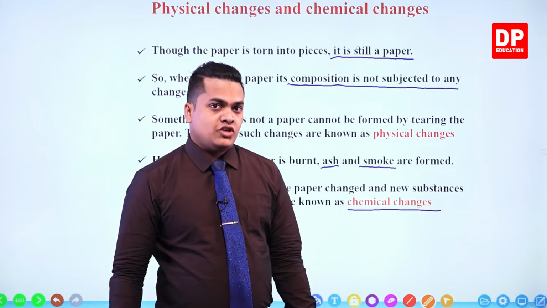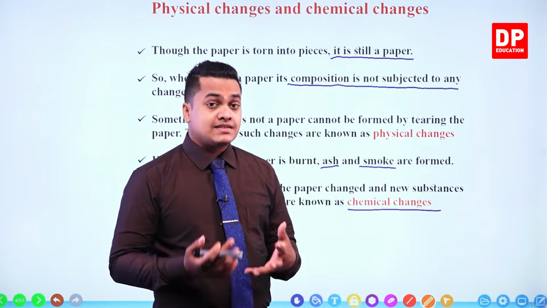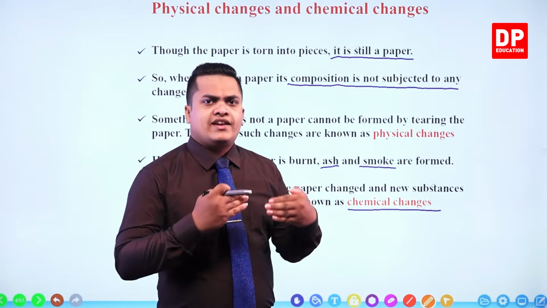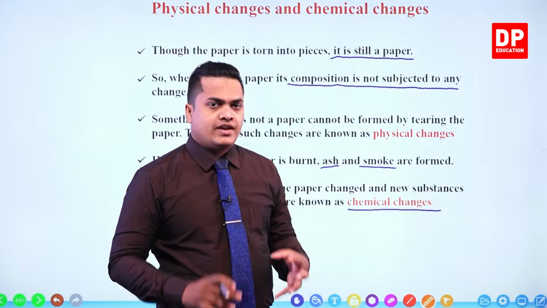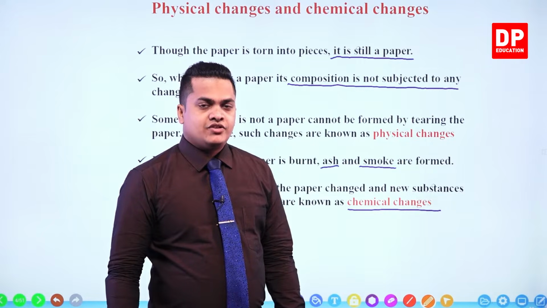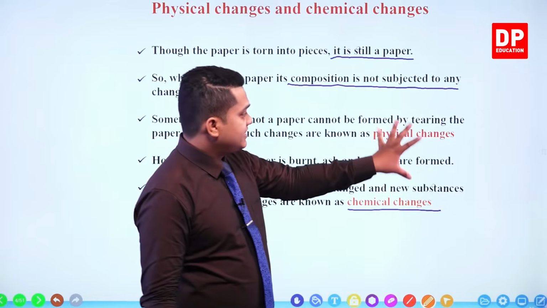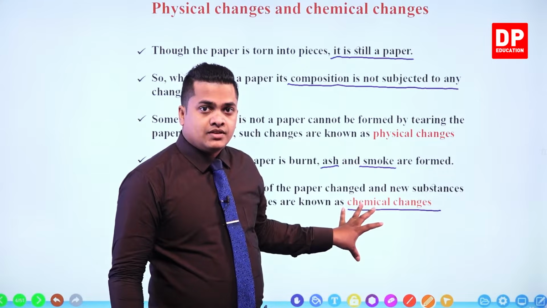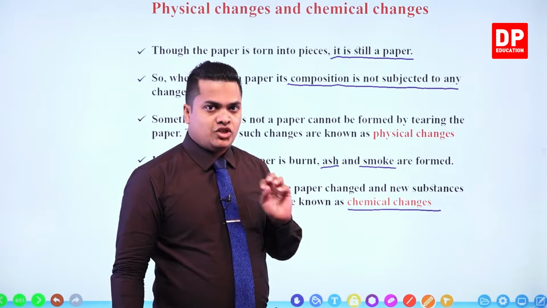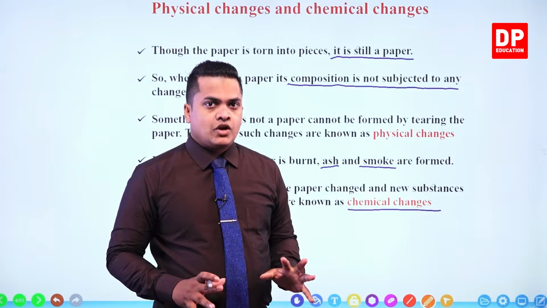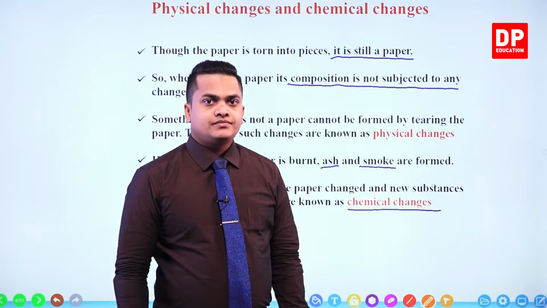Such changes are known as chemical changes. So these types of changes, in which new substances are created by changing the original composition and original arrangement of the particles, are referred to as chemical changes. So physical changes and chemical changes are the two main changes that can occur in a substance or matter.